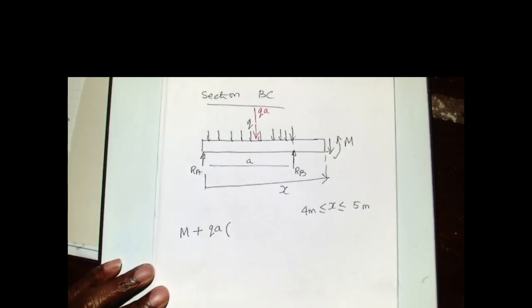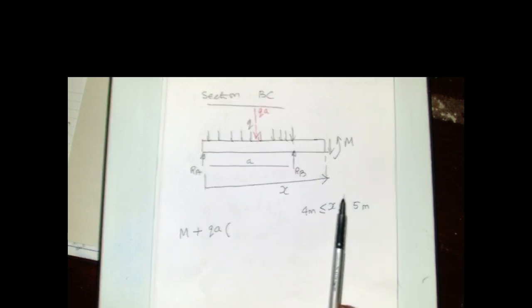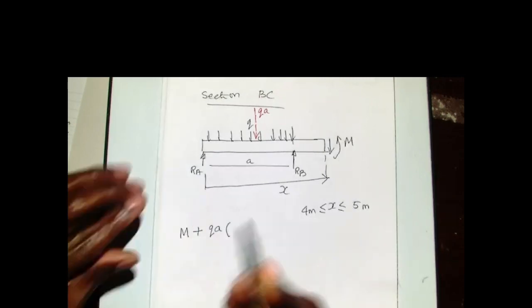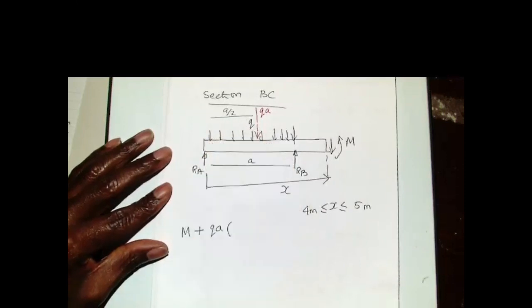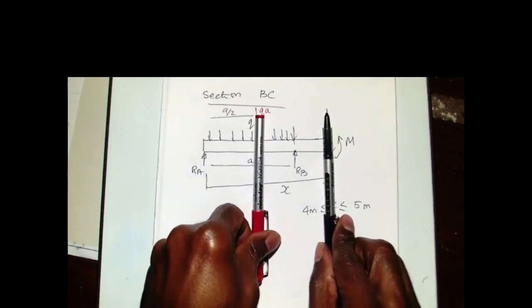What do I multiply that with? We are taking moment about here. How far is that force QA from that particular cross section? A plus X minus B. X negative 2. Yes. So this distance here is X. That distance there is A over 2. So what we want is, what is the distance? What is this one? That would be X minus A over 2.